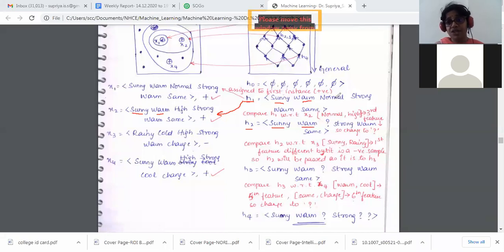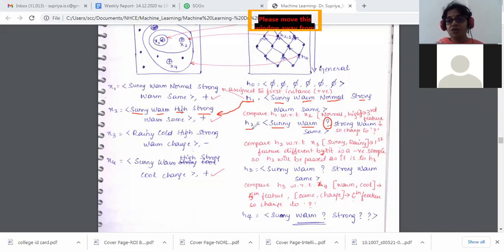The third feature, normal and high, shows a change. When there is a change, I have to move from the specific term to the generic term. When I generalize it, I replace it with a question mark. So you can see I've replaced the third term because there was a change in the attribute value. And then the fourth term, strong, is again strong, so it remains the same. Warm, warm, same and same, so the remaining do not change.